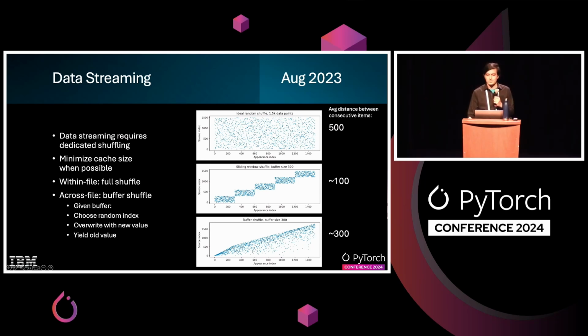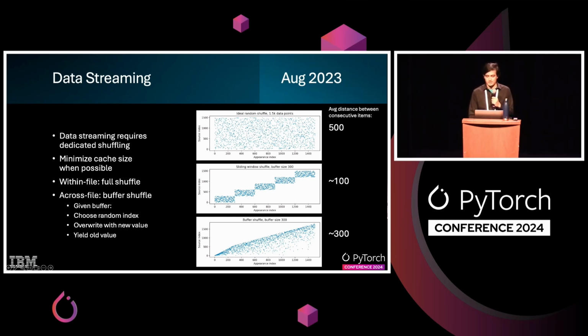I'll note that any 2 consecutive data points will be separated after shuffling by, on average, 500 time steps. The middle plot is local window shuffling. Here we have uniform shuffling within each of our, in this case, 5 windows because we're using a window size of 300.